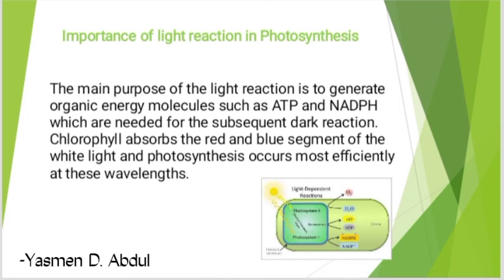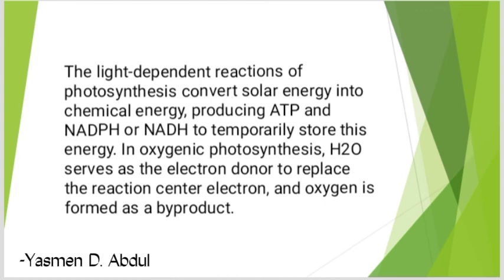Chlorophyll absorbs the red and blue segments of the white light, and photosynthesis occurs most efficiently at these wavelengths. The light-dependent reactions of photosynthesis convert solar energy into chemical energy, producing ATP and NADPH to temporarily store this energy. In oxygenic photosynthesis, H2O serves as the electron donor to replace the reaction center electron, and oxygen is formed as a byproduct.